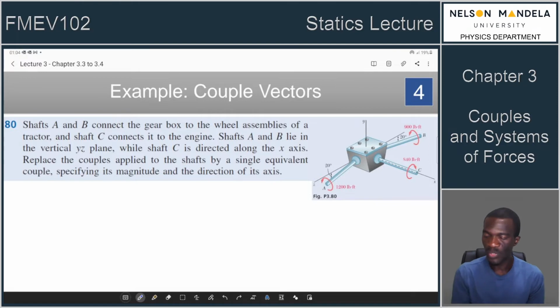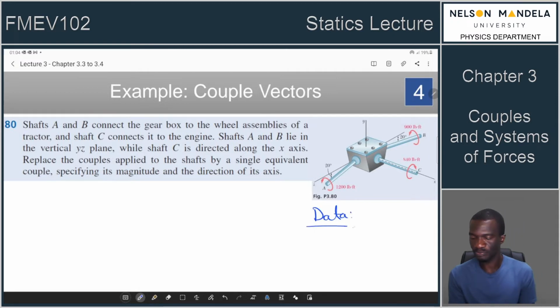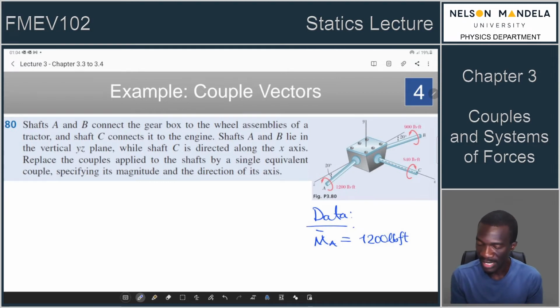Right, so we need to identify these couples in the first place. So what are we given? So the data are as follows. If we are to sketch, we can see that at point A we have some couple. Let's call it MA. That couple MA has a magnitude 1200 foot-pounds. In what direction is this couple turning, right? In what direction is this couple turning?